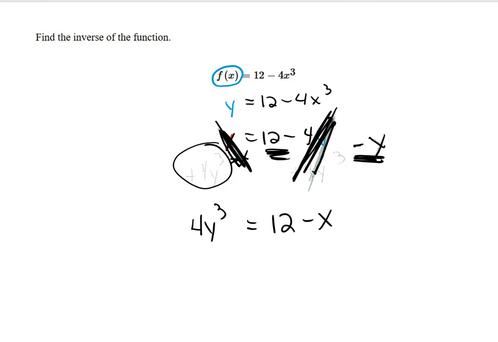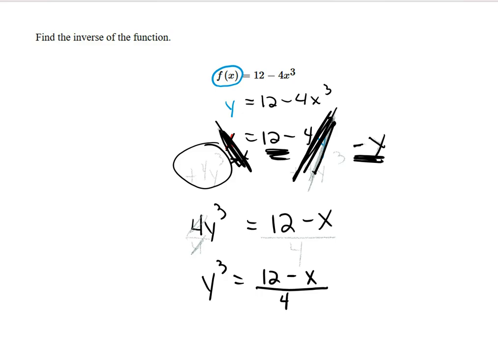Okay, now I'm going to divide both sides by 4, so that cancels out, and I get y cubed is equal to, and then I'm just going to leave it as 12 minus x over 4.